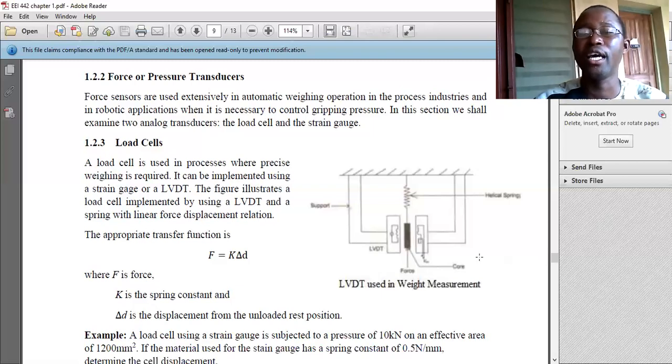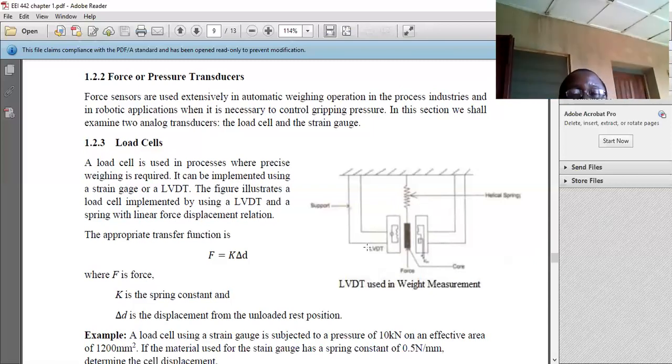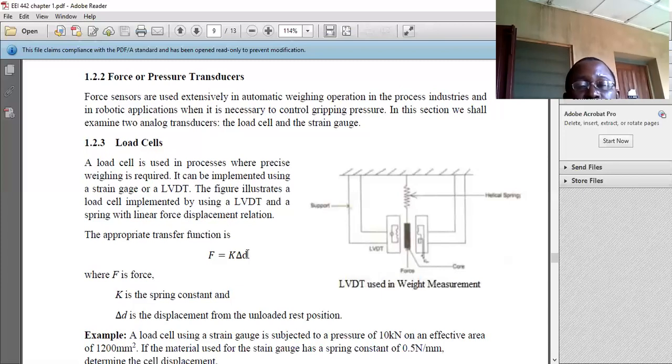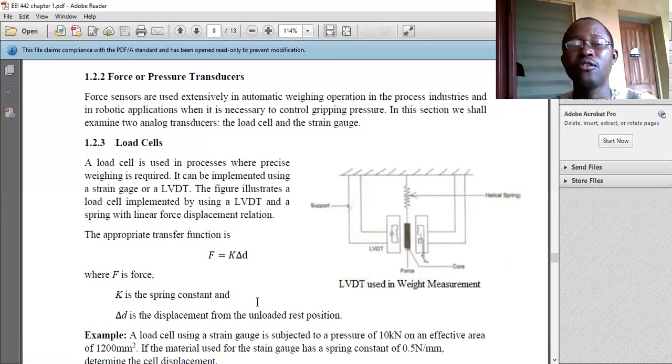You see the helical spring here. The helical spring is where the load will be attached, and when the load is attached to it, it draws the helical spring, and when that happens, the force can be measured using this transfer function: F equals K delta D. F is the force exerted on the spring. K is the spring constant. And delta D is the displacement from the unloaded rest position.